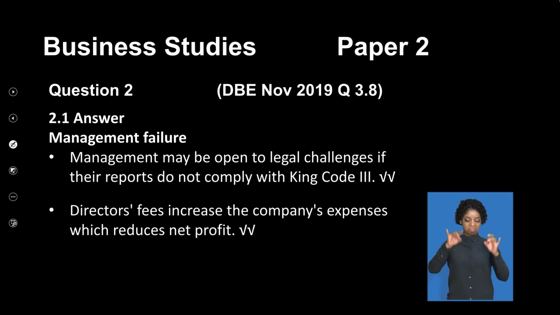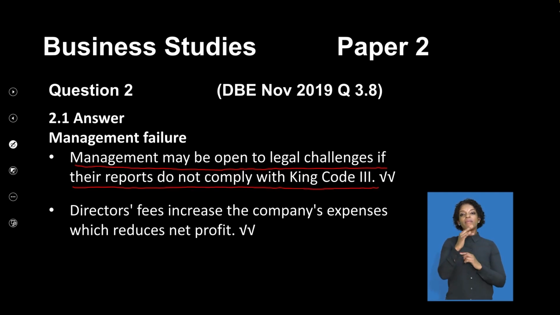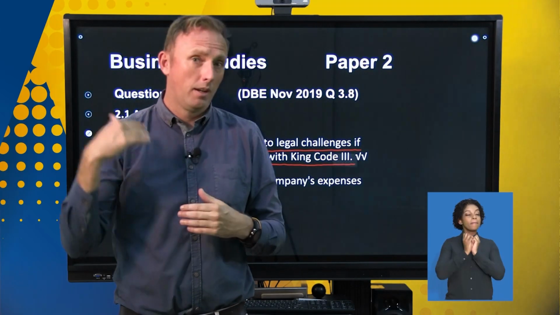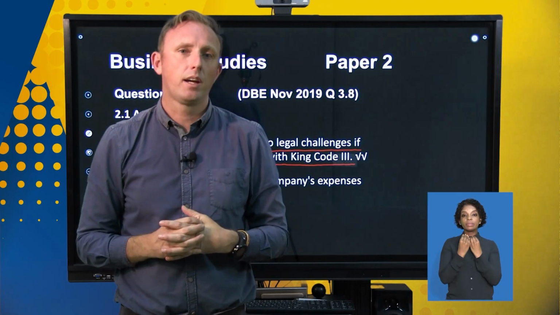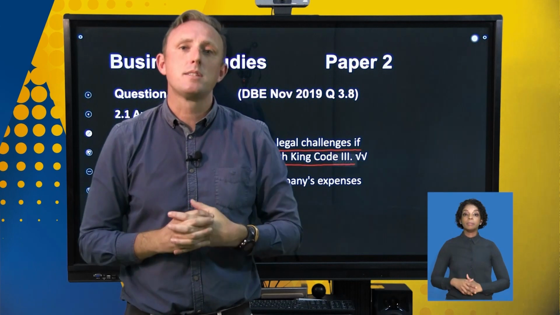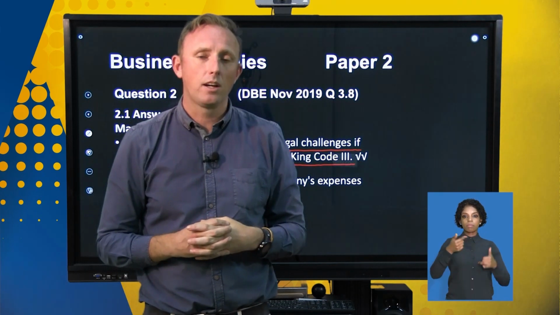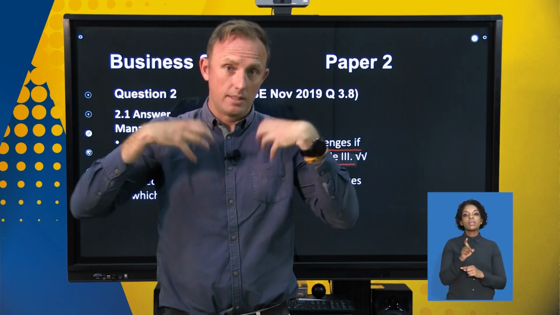Right. Another one for management failure. Management may be open to legal challenges if their reports do not comply with the King Code. You just have to look at a couple of organizations in recent history in South Africa that didn't comply with the King Code, and now those directors that were running that particular business, they are facing legal challenges because they didn't run the company as best as they could.